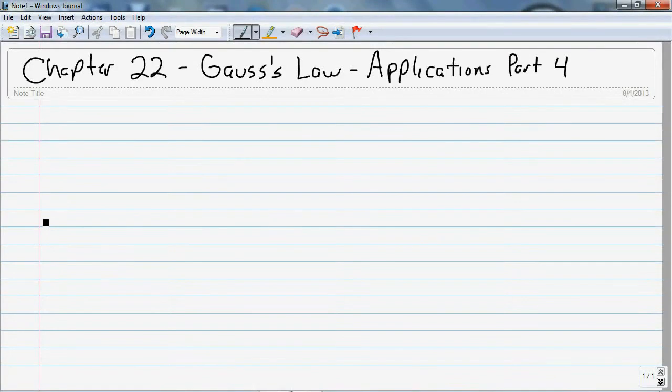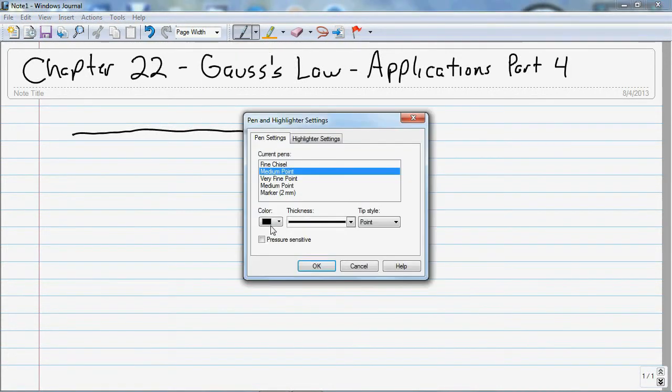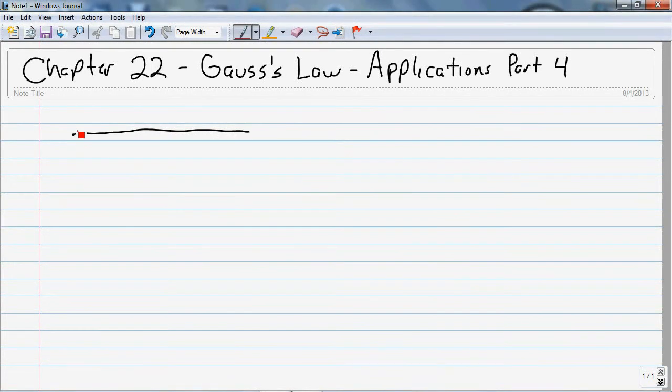Let's look at an application where the Gaussian shell is a cylinder. So imagine I have a linear charge density along this line.